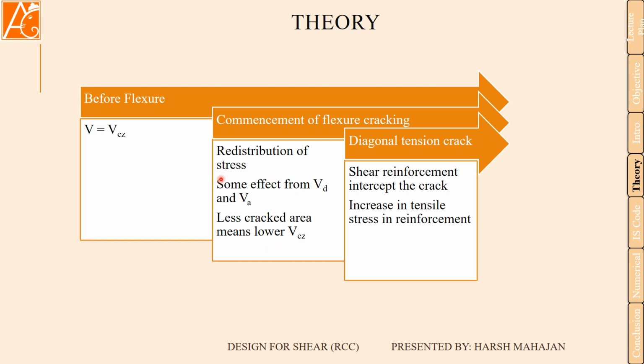Redistribution of stress will occur. The dowel effect of the tensile reinforcement bar and VA, the interfacial shear resistance, will happen here. Now when a diagonal tension crack comes, the shear reinforcement intercepts or arrests that crack. Now that will come into action. So it will increase the stress in the reinforcement and hence it will resist all the cracking process going on.